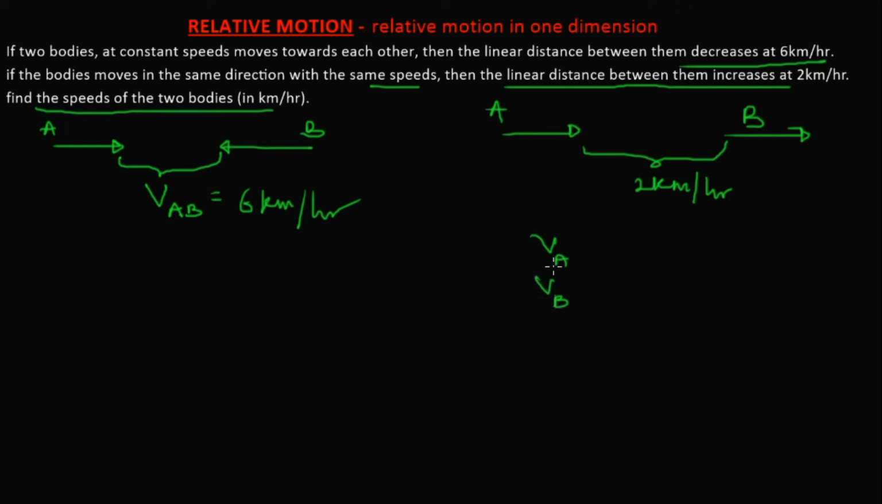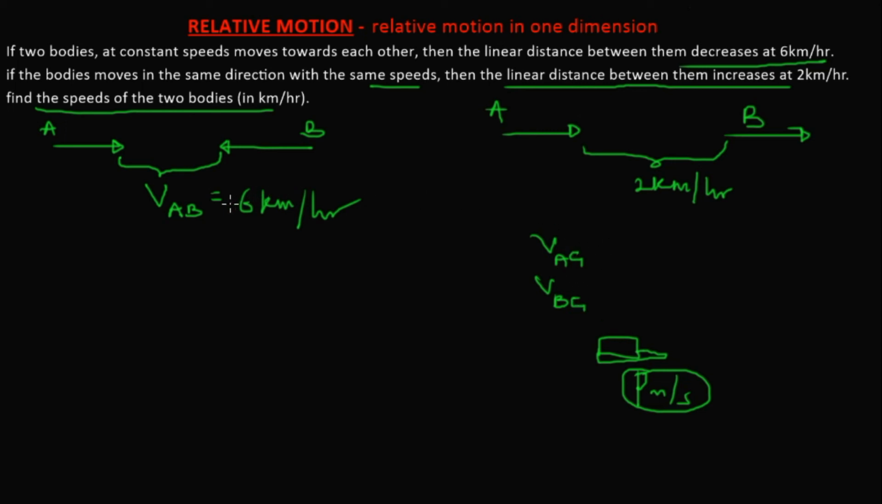Note that when a body moves and the question says the velocity of that body is probably p meters per second, it means that p meters per second is the relative velocity of that body with respect to the ground or to the earth. So we can say that the velocity of A is the same thing as velocity of A to the ground, and B is B to the ground.